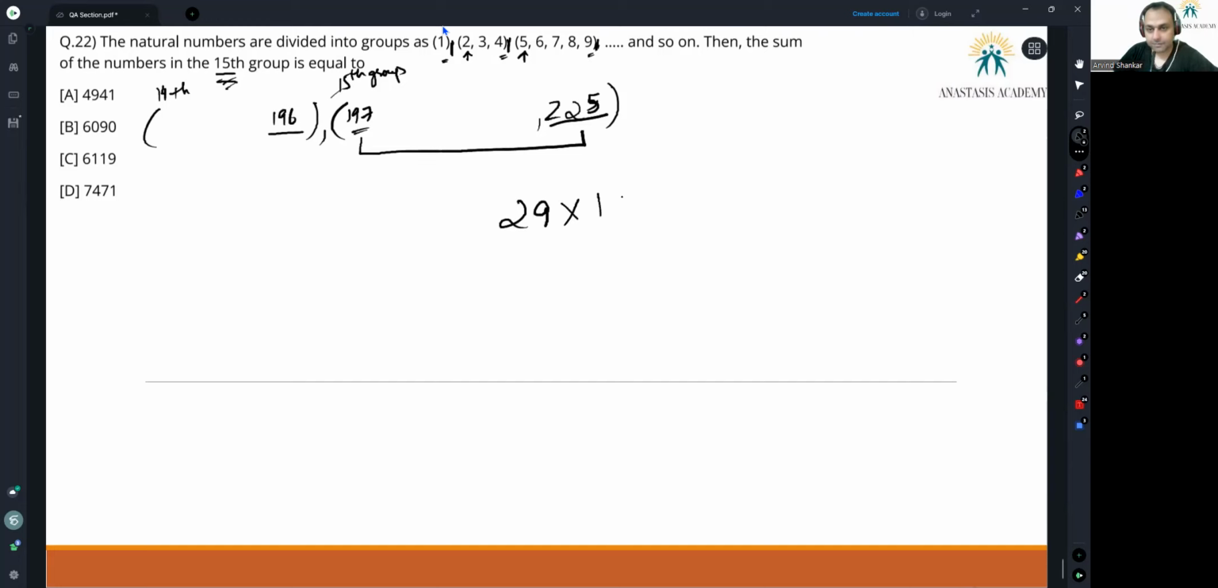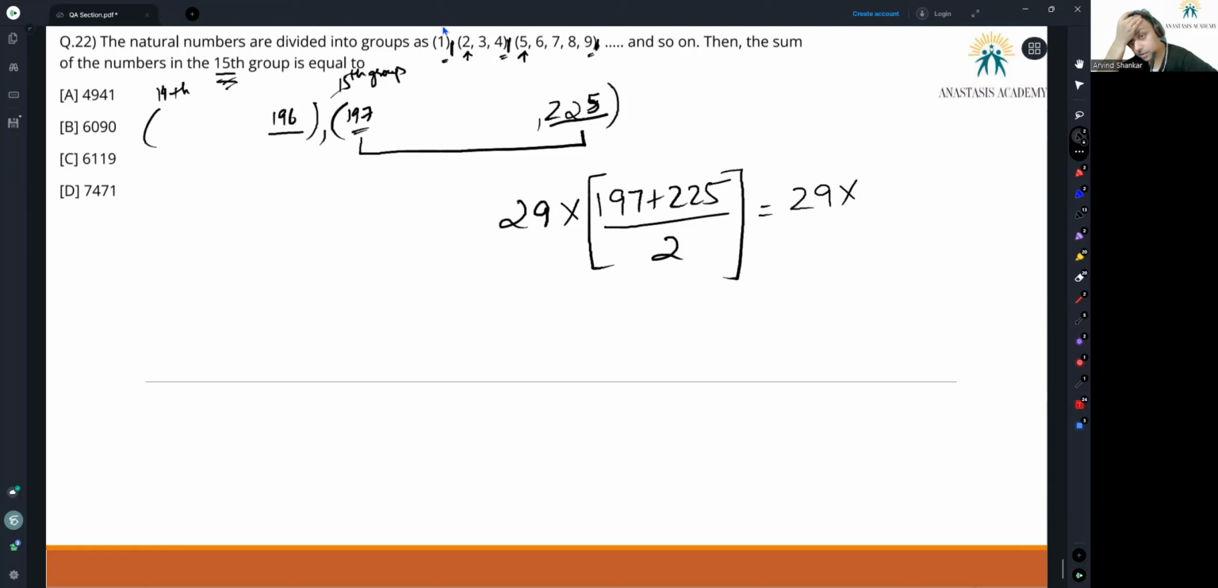197 to 225. There are going to be 29 terms. Middle term will be given by 197 plus 225 divided by 2. So it's 29 into 422 by 2, which is 29 into 211. At this time, I know whatever product I have, the unit digit is going to be 9. So it should, of course, be C.